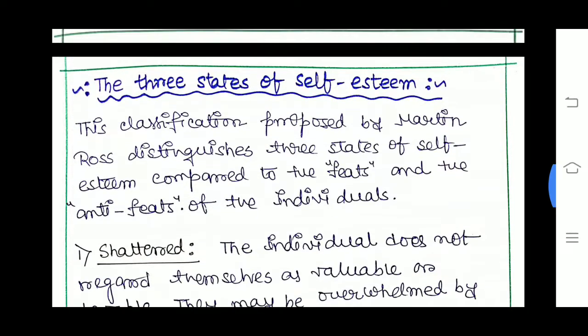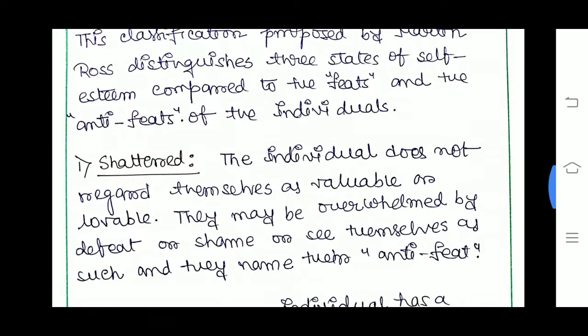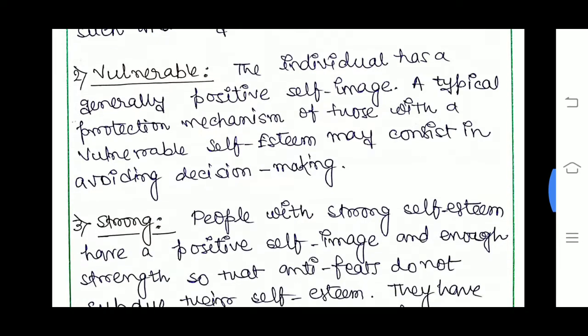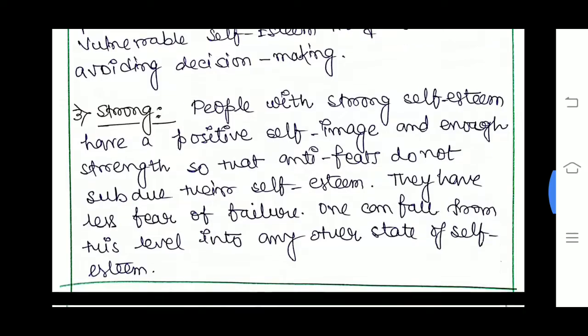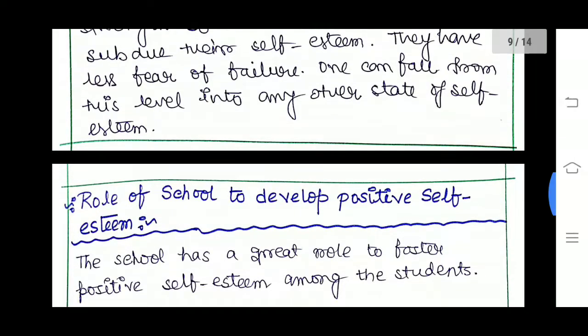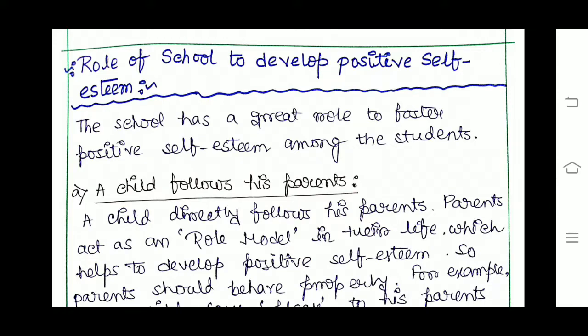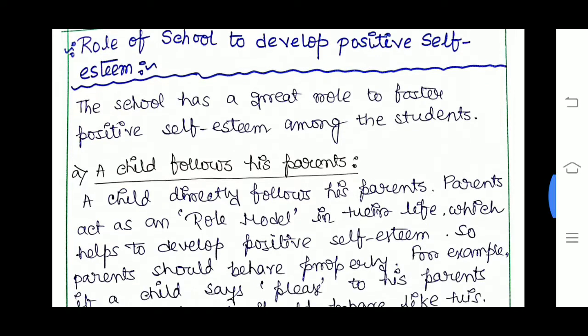And then the next point, the three states of self-esteem. First one, shattered and vulnerable. Second, vulnerable and third, strong. And the next point, role of school to develop positive self-esteem.